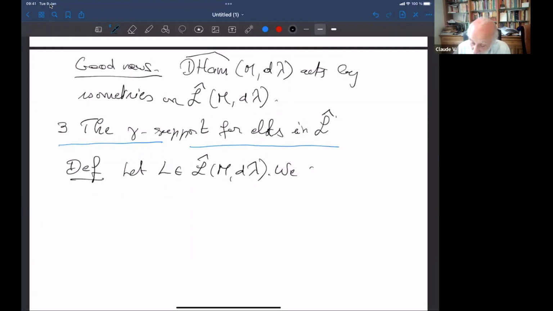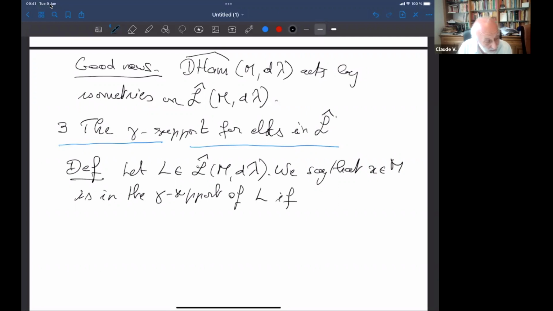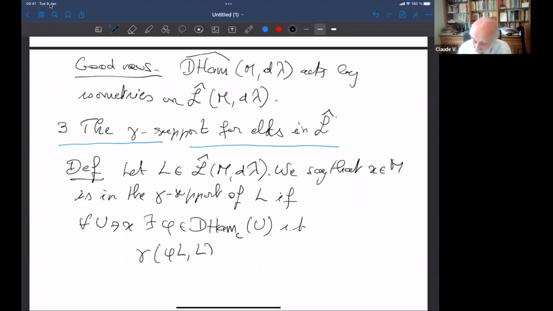So we say that X in M belongs to the gamma support of L if for any open set U containing X there exists some compact supported Hamiltonian diffeomorphism supported in U, by which I mean that the Hamiltonian is supported in U, such that gamma of phi(L), L is strictly positive, and this just means that phi of L is different from L.